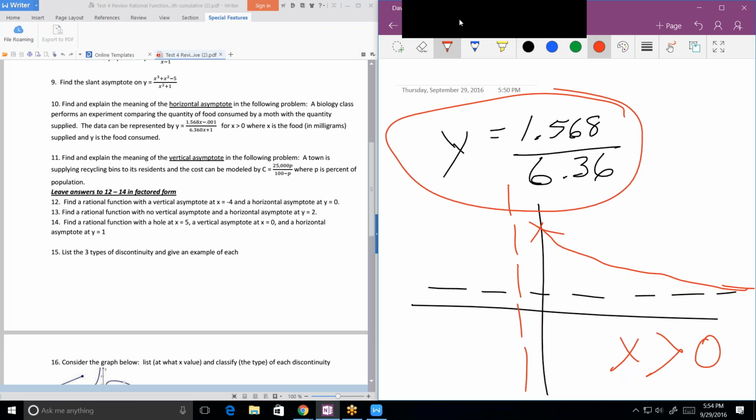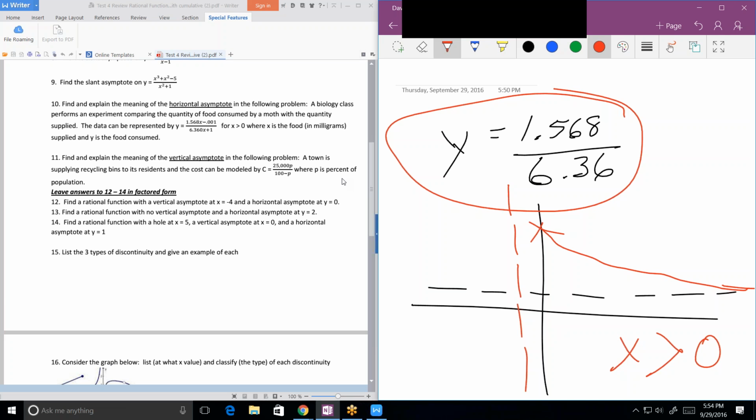Let's see. Find and explain the meaning of vertical asymptote. This is a cost function where P is the percentage of the population. Well, vertical asymptotes come from what? The denominator. Where's the vertical asymptote on number 11?